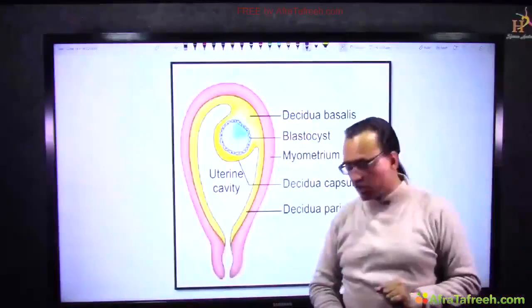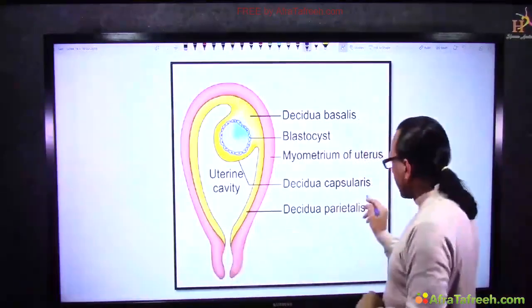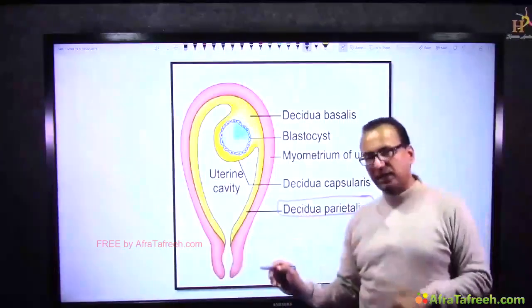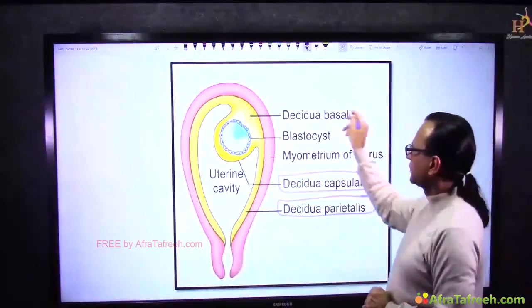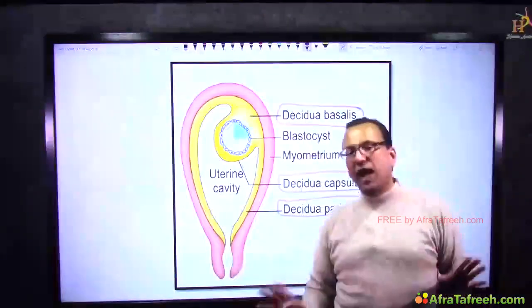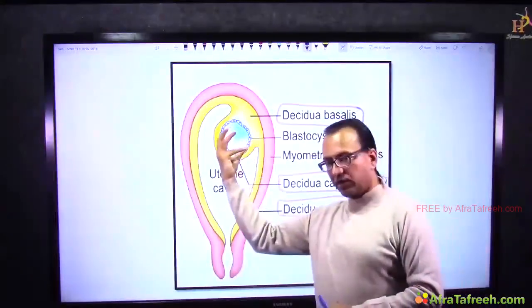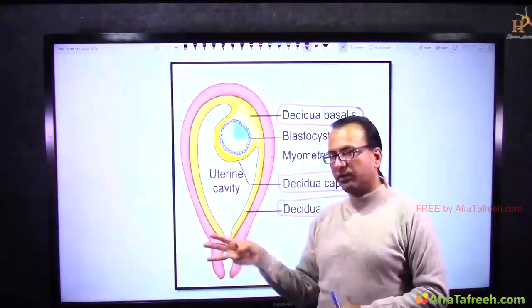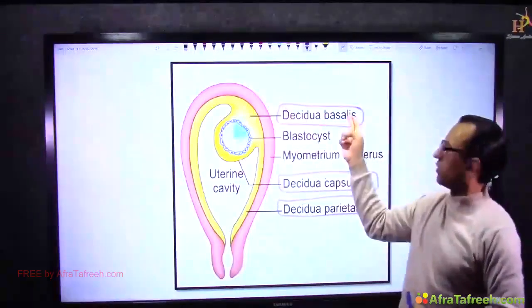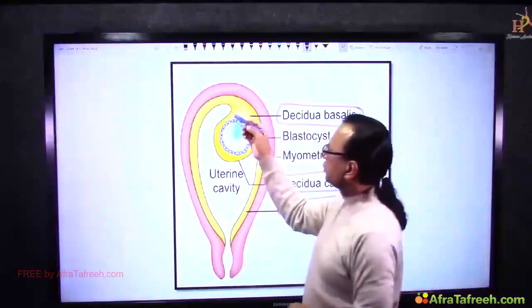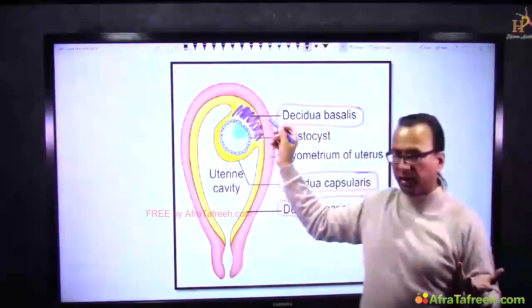Here we are looking at the uterus, which is lined by the endometrium. And that endometrium has names like decidua parietalis, decidua capsularis, and decidua basalis. This is all endometrium of the gravid uterus, meaning the baby is already there. The endometrium has three parts. The one where the baby is implanting is called decidua basalis, and that is the one which is going to form the uterine placenta or maternal placenta.